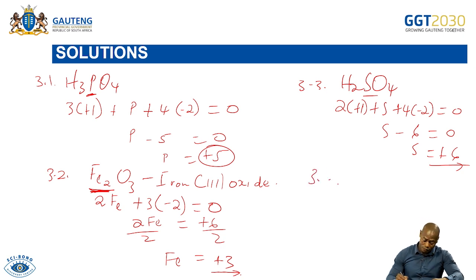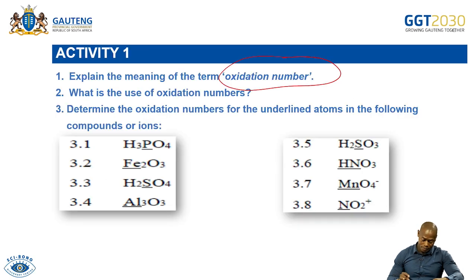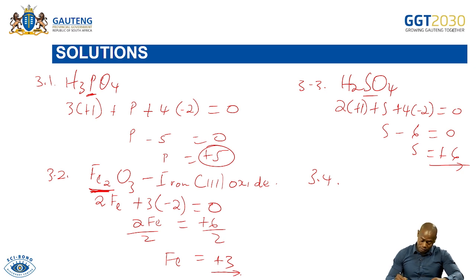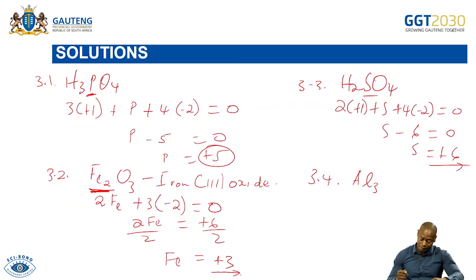Let's move to 3.4. So 3.4 is Al3O3, right? It should be, so it's a mistake here. It should be Al2O3, yes, not Al3. Sorry about that. So it's aluminium oxide. So they're looking for the oxidation number of aluminium in aluminium oxide.